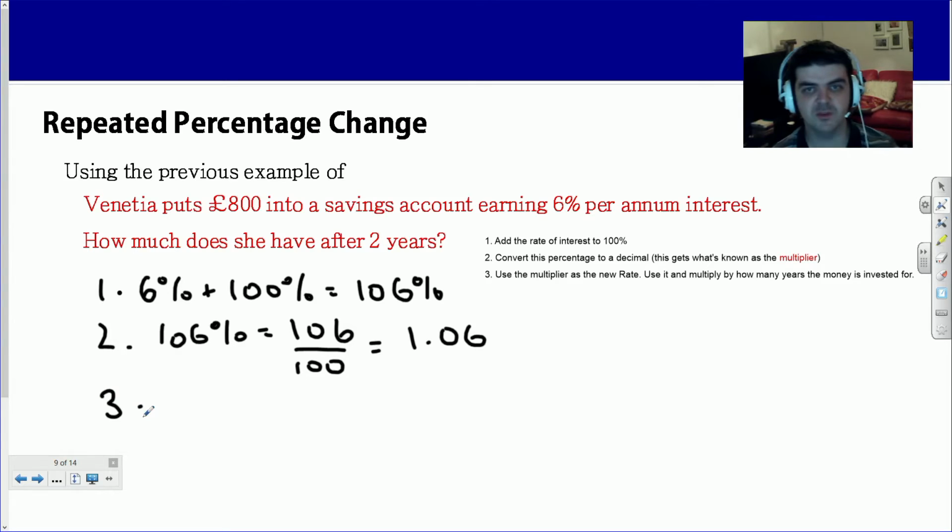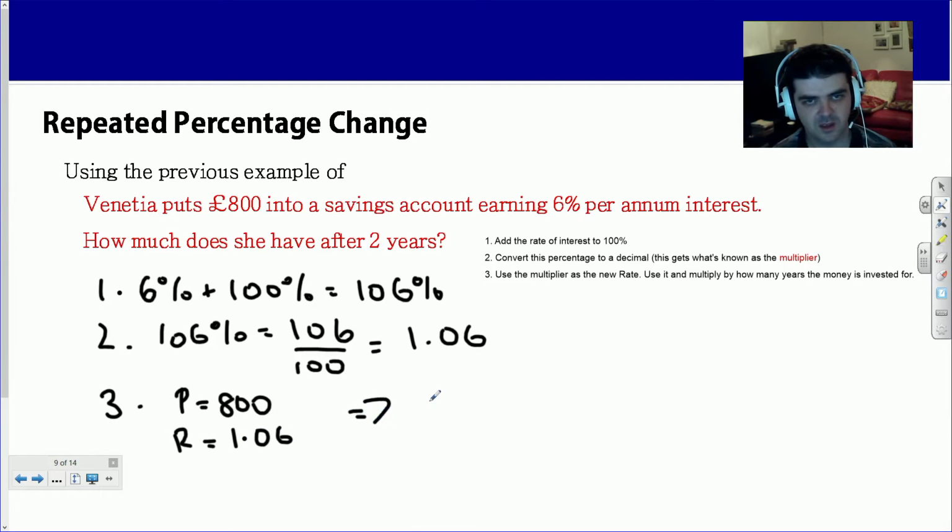Third step, use the multiplier as the new rate. Use it and multiply by how many years the money is invested for. So our principal sum is 800. This is where we use our PR as before. Now, in this case we don't get the interest. What we get is our final total.